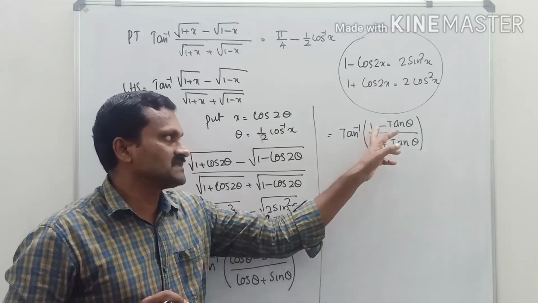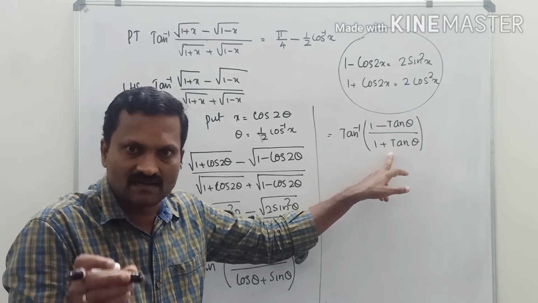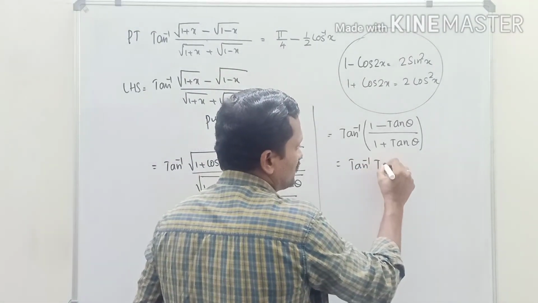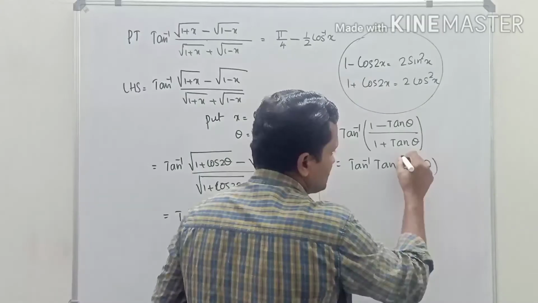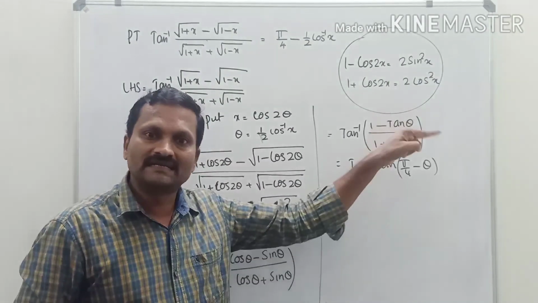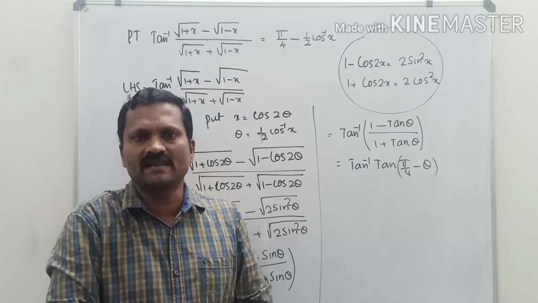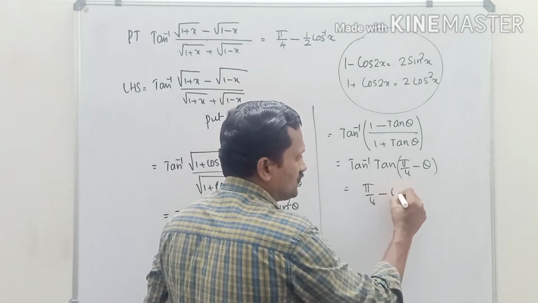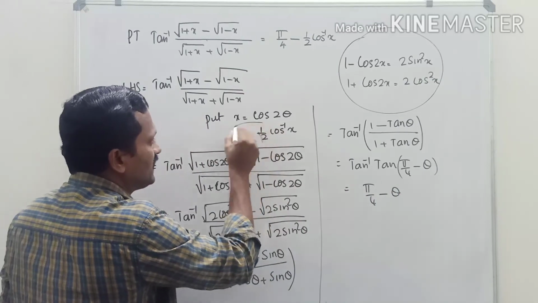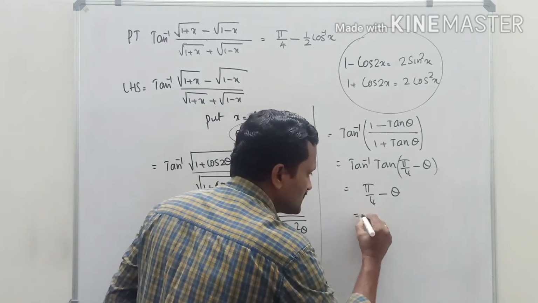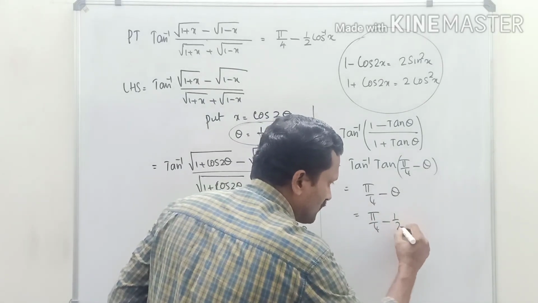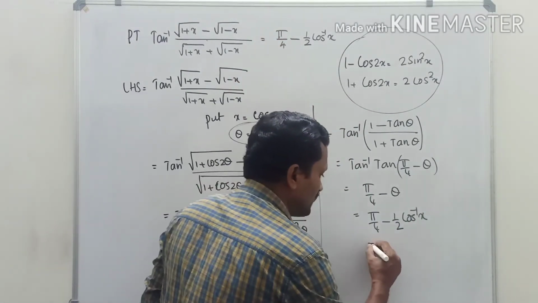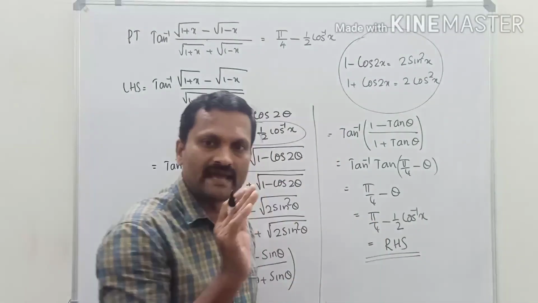Yes, you know the result. 1 minus tan theta by 1 plus tan theta is tan of pi by 4 minus theta. That is tan inverse tan of pi by 4 minus theta. Now, it is of the form tan inverse tan x. What is tan inverse tan x? It is clear that it is x, here pi by 4 minus theta. What is theta? You know that theta is half cos inverse x. Then the result becomes pi by 4 minus half cos inverse x. What's the RHS? Same. So we write this equal to RHS. Hence the result.